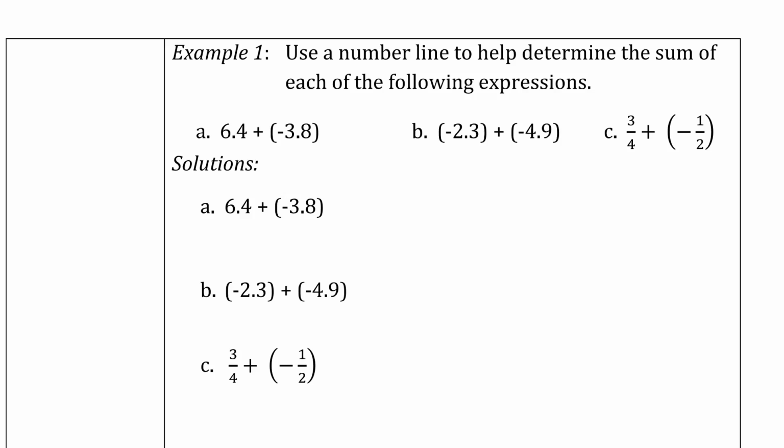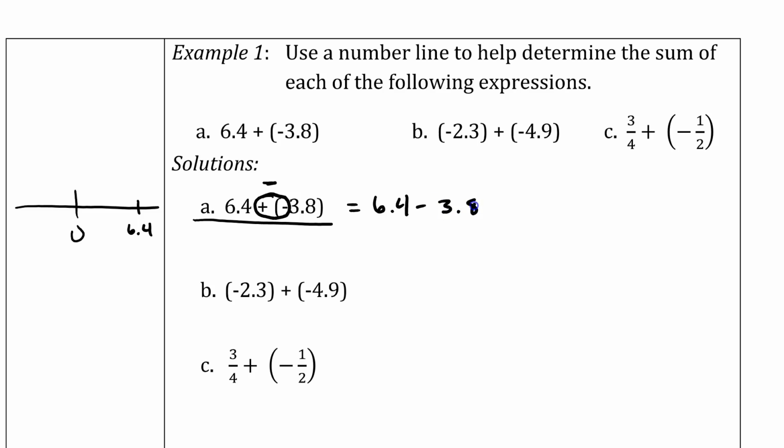Example number 1. Use a number line to help determine the sum of each of the following expressions. So, in the first question, the way that I would have a number line help me out is I would put down my 0, and I would plot out my 6.4 because that's my first number. And let's remind ourselves here, a positive and a negative results in a negative. So if I were to rewrite this, 6.4 minus 3.8.